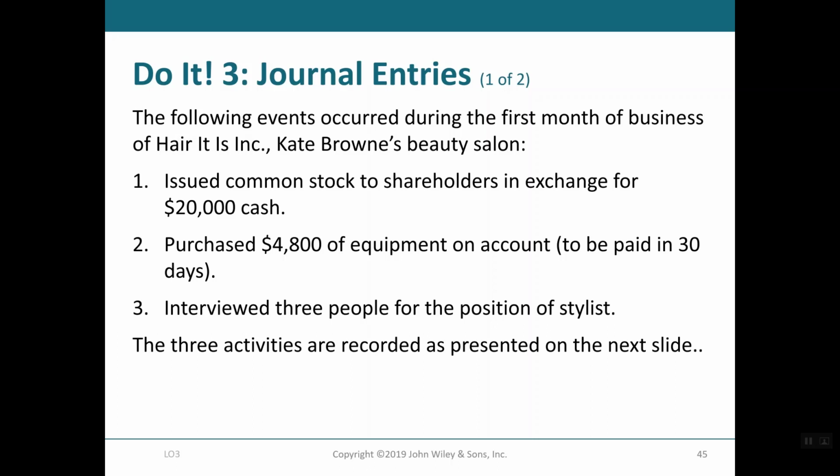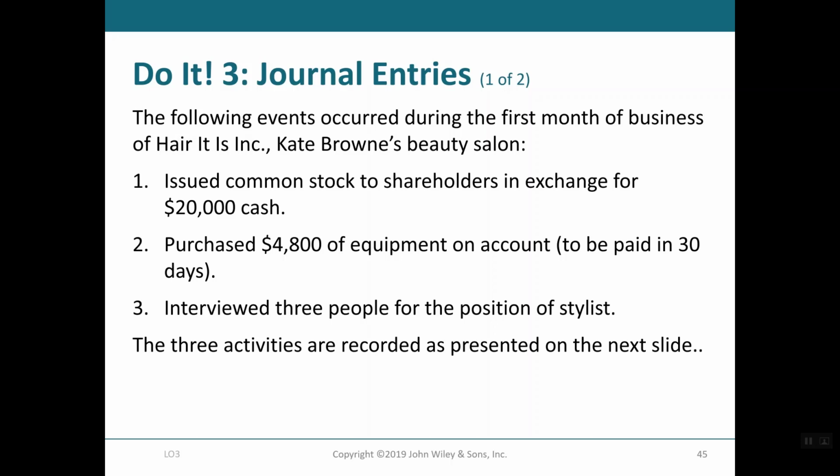Okay. The following event occurred during the month of business of Hair Inc. Okay. Kate Brown Beauty Salon. All right. So issued common stock to shareholders in exchange for 20,000 cash. Number 2, purchase 4,800 of equipment on account. Anytime you see on account, it means that cash was not exchanged at that time. It was bought on credit, to be paid in 30 days. So they purchased it for 4,800. The vendor wants them to pay for this equipment in 30 days.